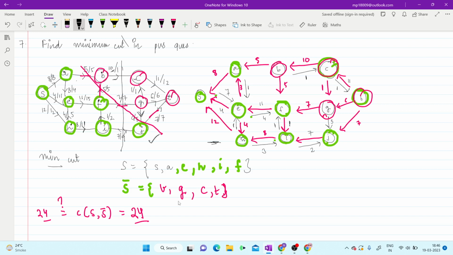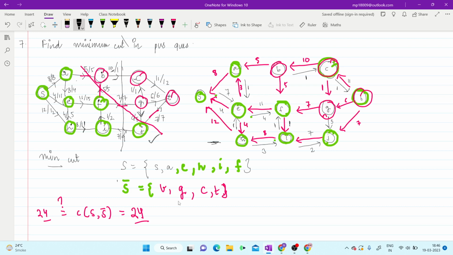Okay, wait, let me think. Yeah, these are the only edges, right? So this cut is also valid. So you see, minimum cut is not unique. That is true. Only the flow value of the minimum cut and the value of the maximum flow are unique. Neither the flow function is unique, nor is the minimum cut unique. So yeah, this is also a minimum cut.